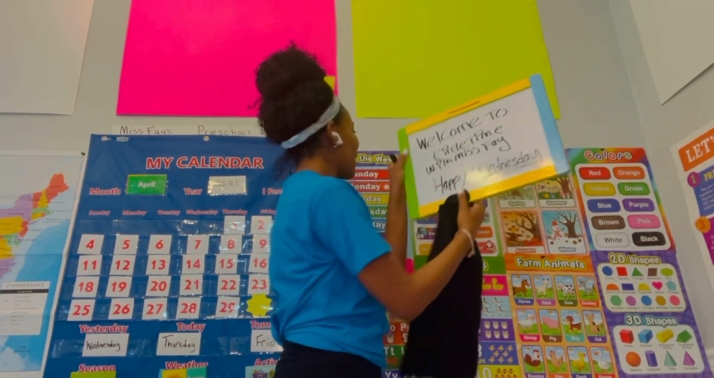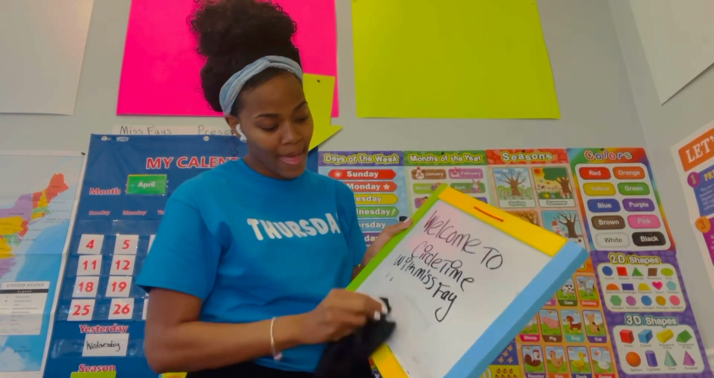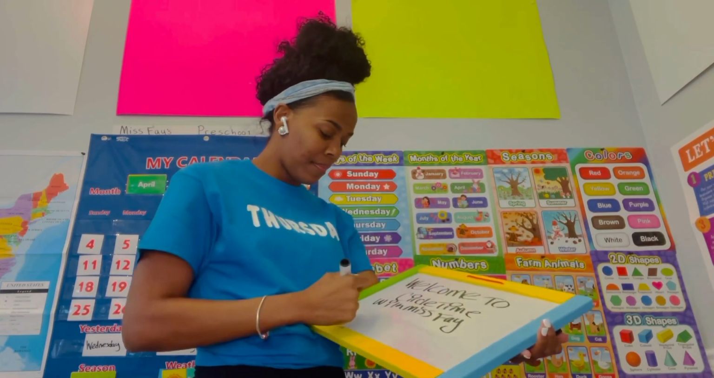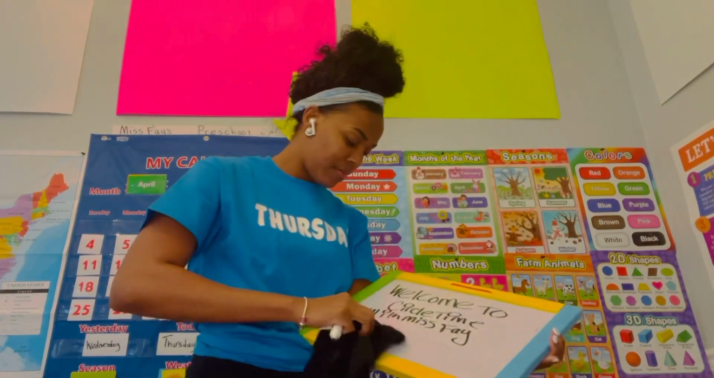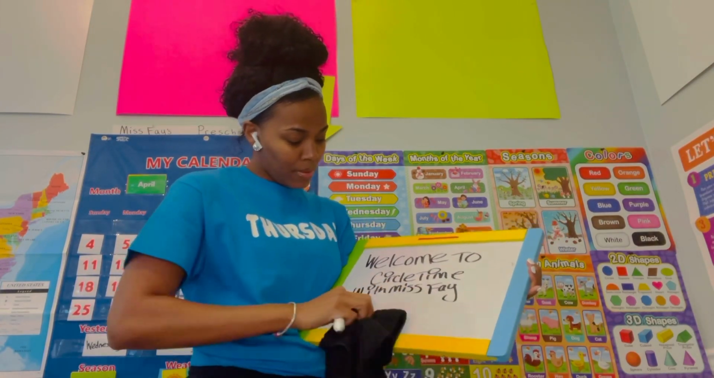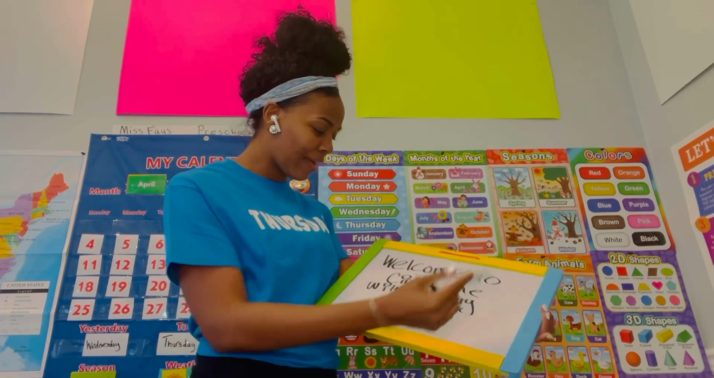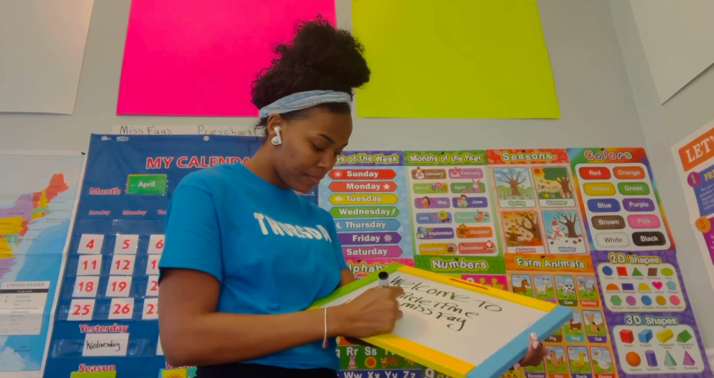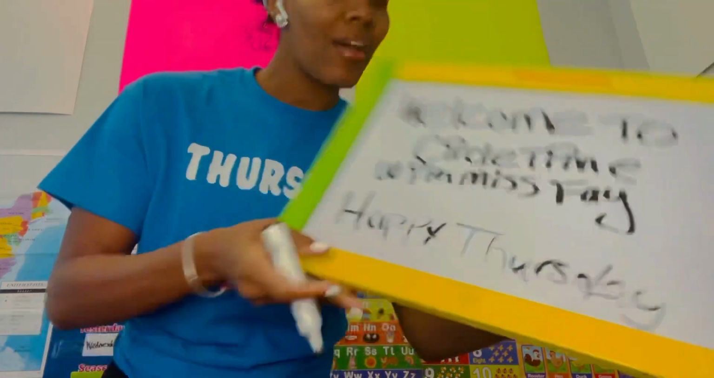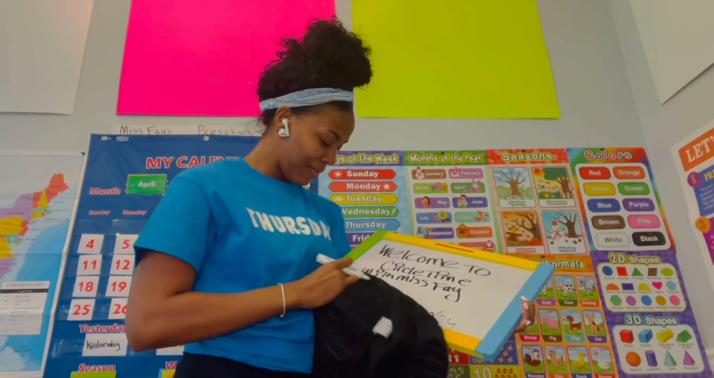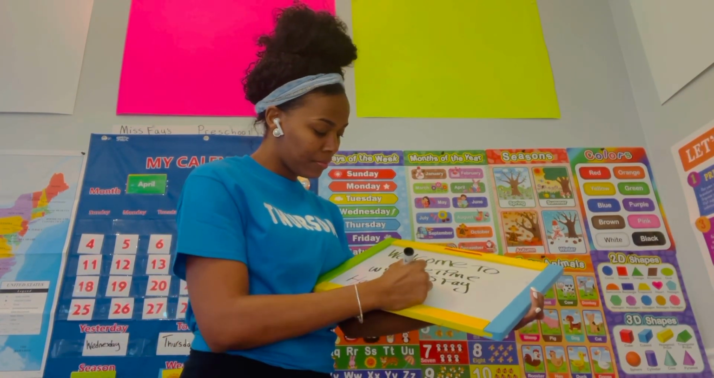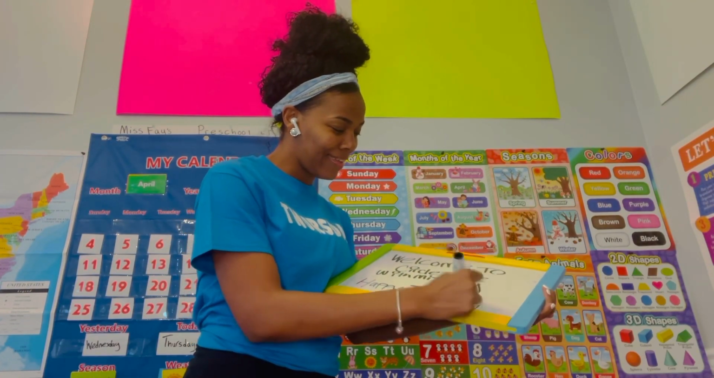Let's wipe off Wednesday and put Thursday. Happy Thursday. Okay, we are going to put happy. Uh-oh, it's still wet. I'm so glad that I caught that because we don't want to keep the board on Wednesday. Okay, welcome to Circle Time with Miss Faye. Happy Thursday. Okay, Miss Faye's marker went out, so happy Thursday. No, I don't like that. Happy, yay, there it is. Happy Thursday. Yay, we got it.